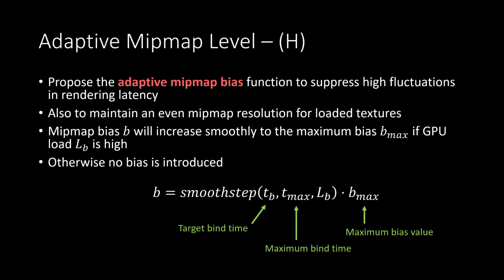Additionally, we propose the adaptive mipmap bias function to suppress high fluctuations in rendering latency. It also maintains an even mipmap resolution for loaded textures during streaming. Mipmap bias B will increase smoothly to the maximum bias Bmax if GPU load LB is high. Otherwise, no mipmap bias is introduced. In the equation below, we use a smoothing function to scale the maximum mipmap bias Bmax based on estimated GPU load LB.